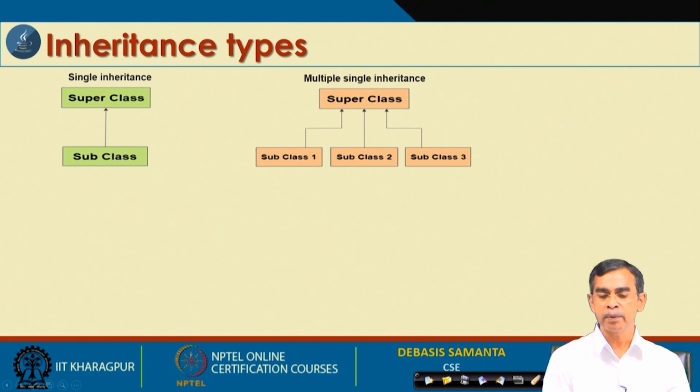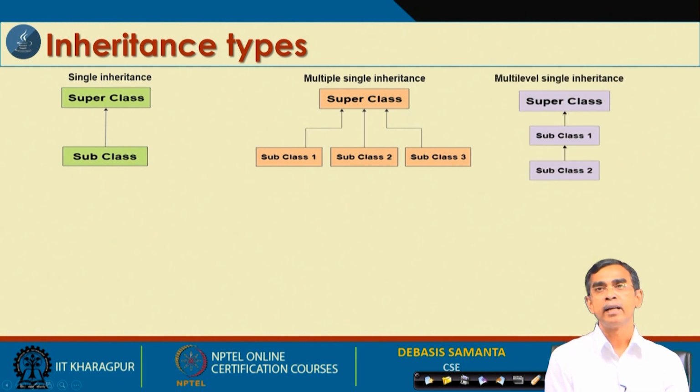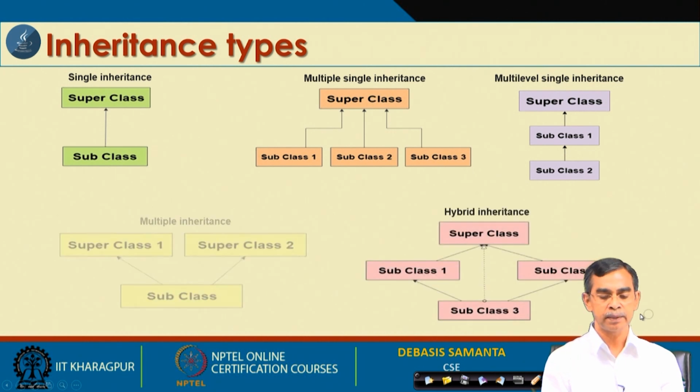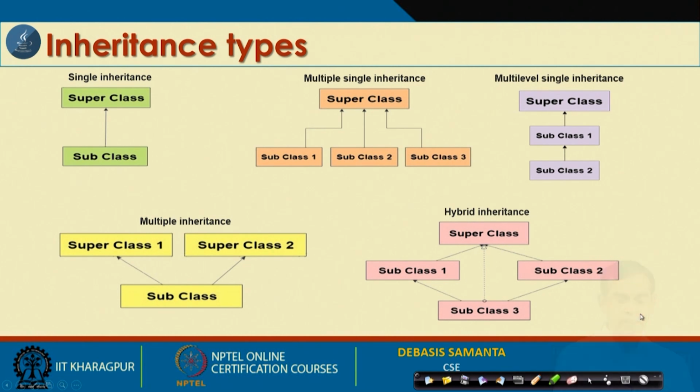So, this is another type of inheritance. Again, a subclass can be derived from a superclass, and another subclass can be derived from that subclass, so it is called multi-level single inheritance. Other than this multi-level single inheritance, there is a concept called multiple inheritance. Here, for example, this class inherits from this and this. So, if a class inherits from two classes, then it is an example of multiple inheritance.